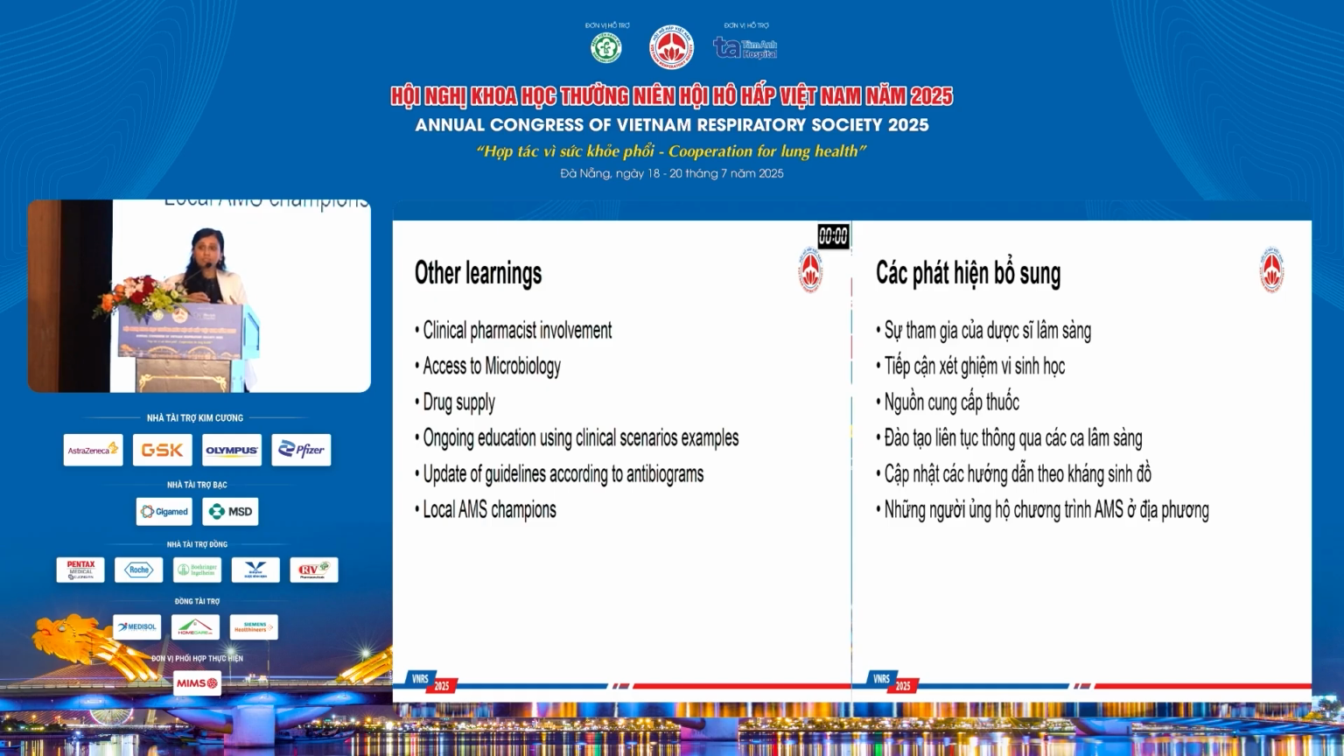Ongoing education using clinical scenarios we found was very useful to teach healthcare workers, and updating our guidelines based on the current antibiograms is very important, because as you saw, what was resistant in 2015 is even more resistant now. So there is so much importance in having one guideline that is accurate. And having local AMS champions, which was pretty much my entire team, who are really there advocating for AMS in the local hospitals, is the most important thing, because people will be encouraged if their own people are influencing them to use antibiotics properly.